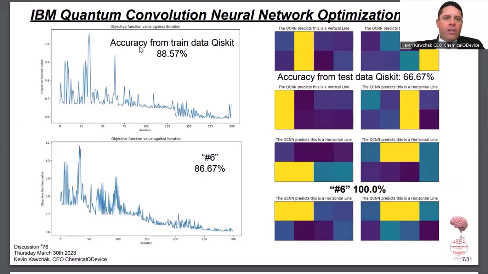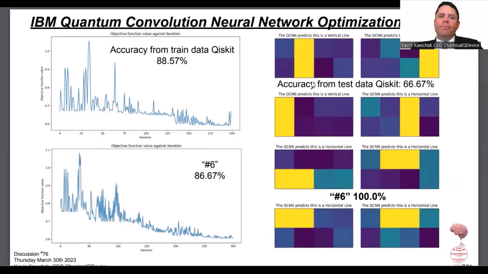Now here's their data. This top row is basically their data: 88.5% accuracy for training, and for testing, 66.67. And the bottom one, mine's 86.67. The way it works in the bottom right is it says the QCNN predicts this is a horizontal line. So whatever variables I gave it, it got the first image right. And then it says the second one is a horizontal line, which is correct.